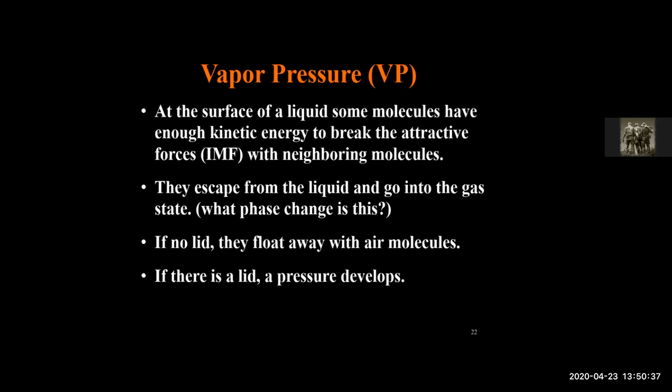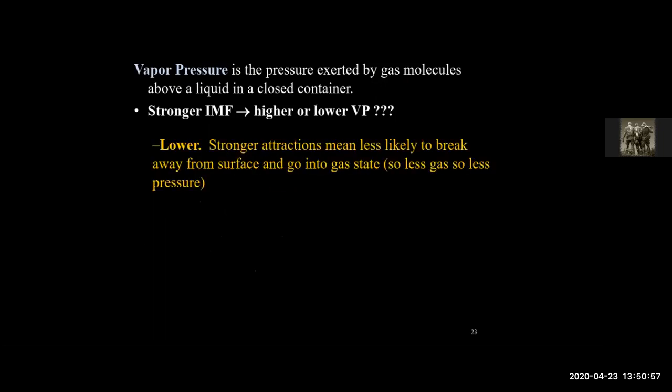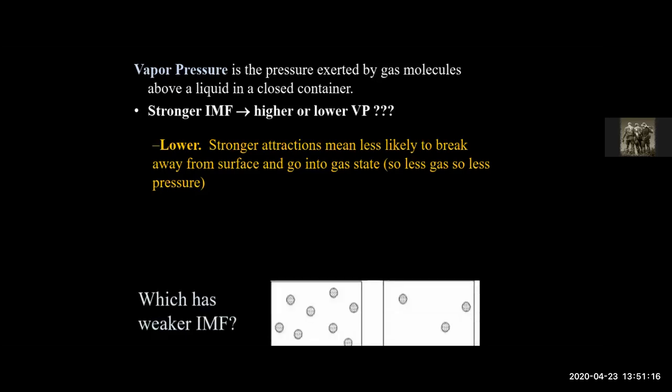So vapor pressure is just the amount of pressure exerted by gas molecules in the closed container. Stronger IMF interactions give you lower vapor pressures. Why? Because those forces in the liquid are strong, fewer molecules in the liquid will escape into the vapor, because they're being held on much tighter.